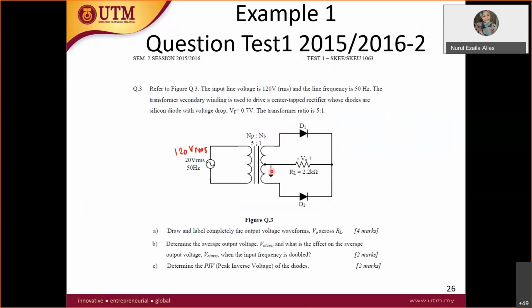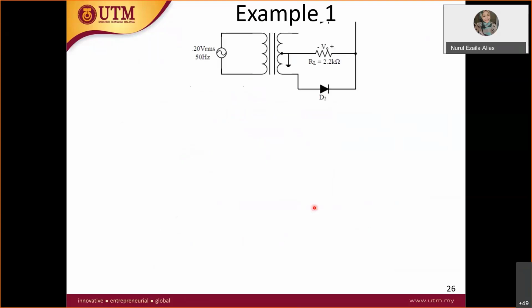In order for you to understand, you need to draw the equivalent circuit. Let's take a look here. The first step: draw, label and completely draw the output waveform V out at the RL. Let's go together. So this is the solution.